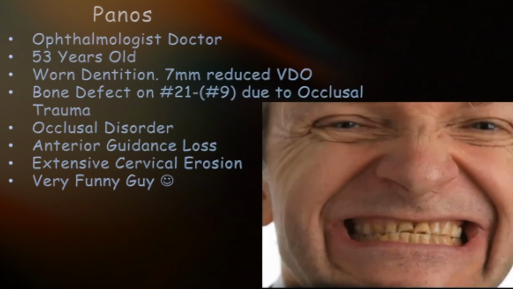So the case has to do with this person. The name is Panos. He's an ophthalmologist, 53 years old. There is a lot of worn dentition, about 7 millimeters reduced vertical dimension of occlusion. There is a lot of bone defect on 21 due to the occlusal trauma. There is occlusal disorder, anterior guidance loss, and extensive cervical erosion.